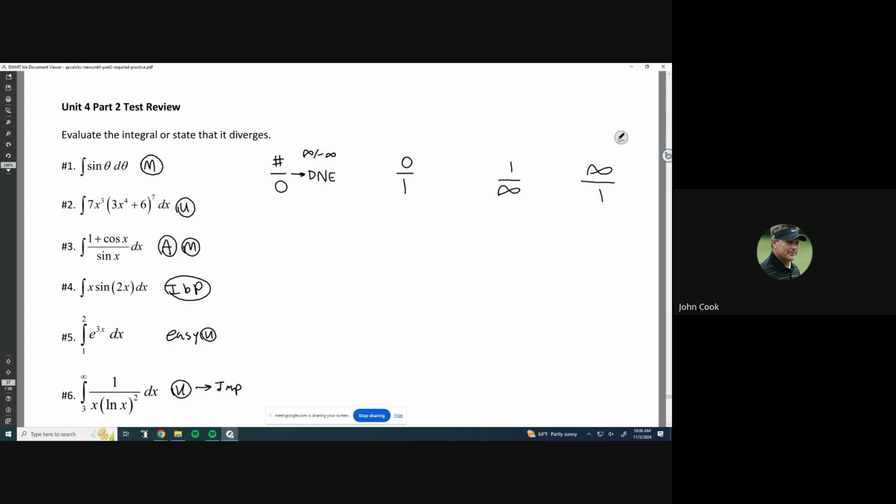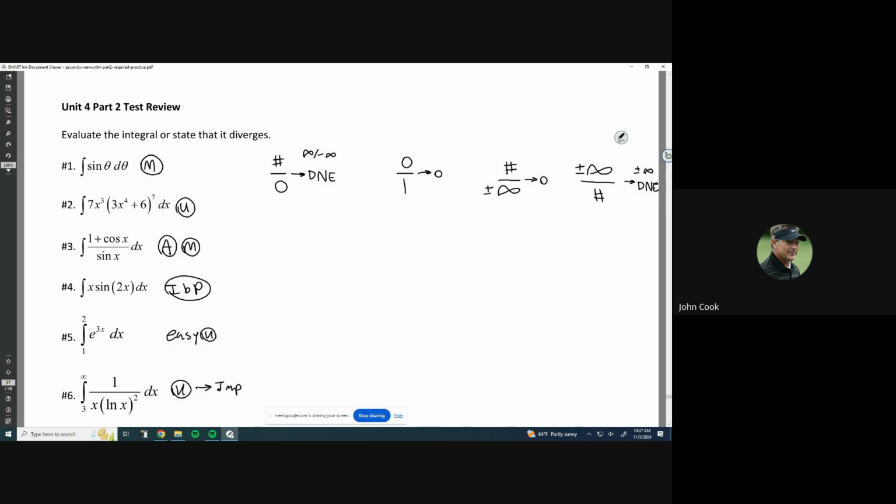With 0 over 1, that's okay. That just goes to 0. With 1 over infinity, this also basically goes to 0. Same thing with negative infinity. Infinity over 1, positive infinity or negative infinity, or over any number, I guess, for either of these cases. This still goes to infinity or negative infinity. So you're going to want to say that that's a DNE situation as well.